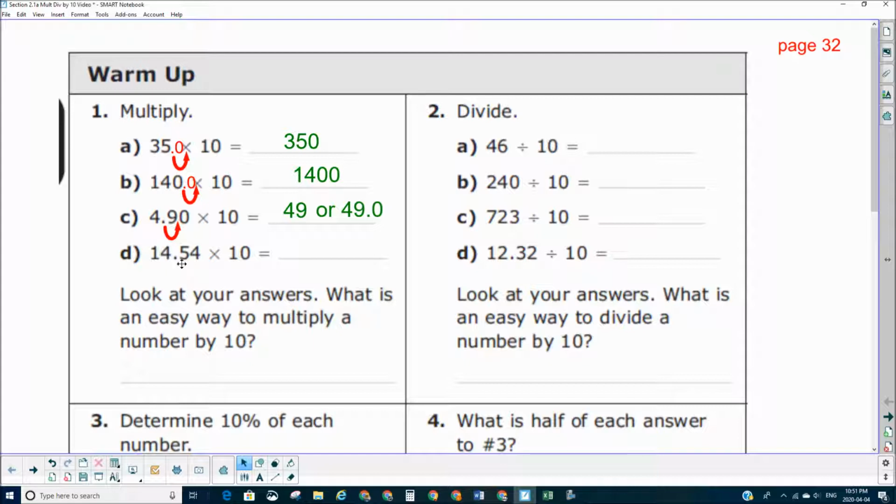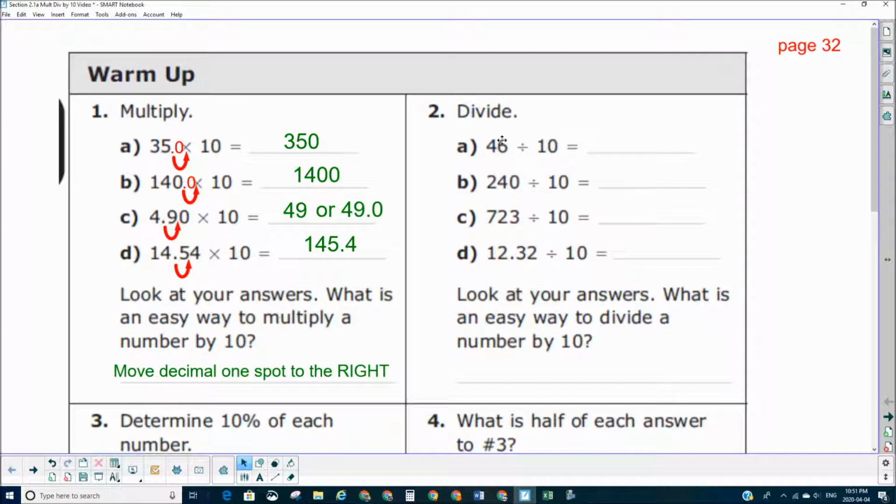So then if we have a decimal like this, we want to move one decimal place to the right, and we're actually going to get 14.54 times 10 is 145.4. So when you're looking at your answer, an easy way to multiply by 10 is just move the decimal one decimal place to the right. It's a quick and easy way to do this, to a point where if you get good at these, you don't even need a calculator to do this multiplication.